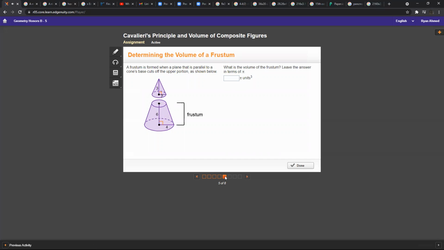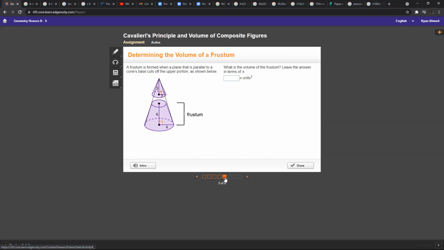A frustum is formed when the plane that is parallel to a cone's base cuts the upper portion as shown below. What is the volume of the frustum? So can you think of a good strategy that we can use in this situation? I think I can think of one. What's that? So I'm thinking what we could do is we could find the total volume. And then once we have the total, we can subtract the top cone to get the volume of the bottom part.